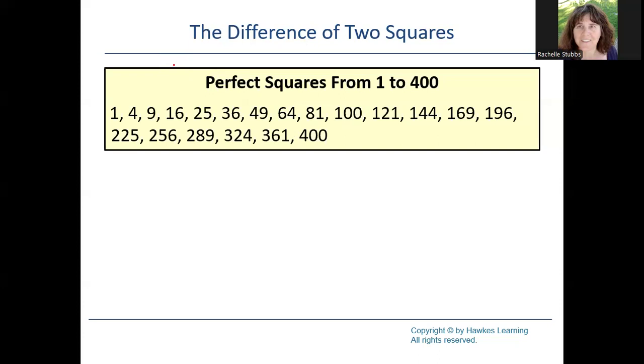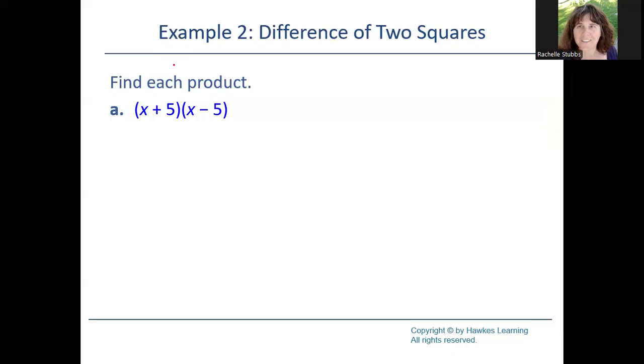Now, just to remind us, what are perfect squares? Well, 1, 4, 9, 16, and so forth. We've given you up to 400. That would be 20 times 20. There are other numbers that are higher that you can find, but for right now, I think 1 through 400 is good. So if you see any of these particular numbers at the end of your problem, you'll know that that's what it multiplies to.